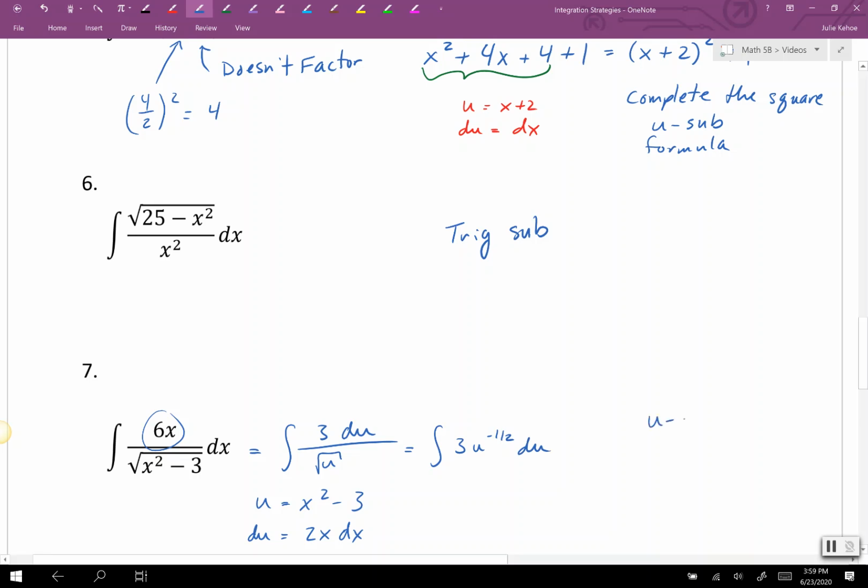So as tempting as it might be to do a trig sub here, a u sub does work, and so I do not want to go further down that list of options to a trig substitution.